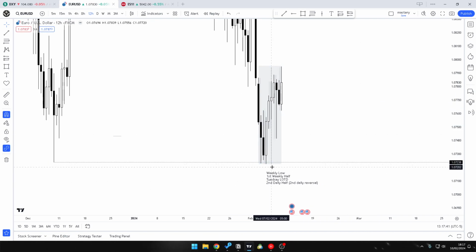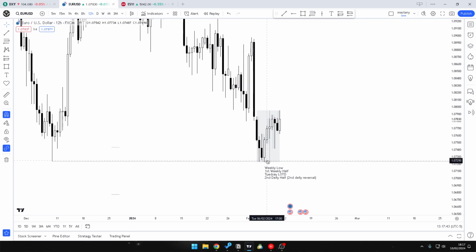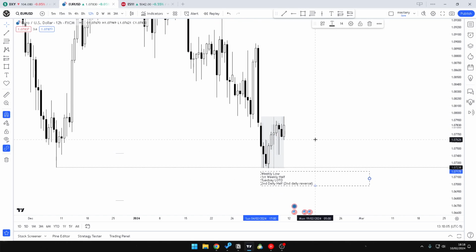So the low of the week, this Tuesday low of the week, as I mentioned, this weekly low on the first weekly half, the Tuesday low of the day, was the second daily reversal. It wasn't the first daily reversal and then price expanded on the upside. It was the second daily reversal for price to cap the low of the day after the high of the day had been made, and then it delivered on the upside.